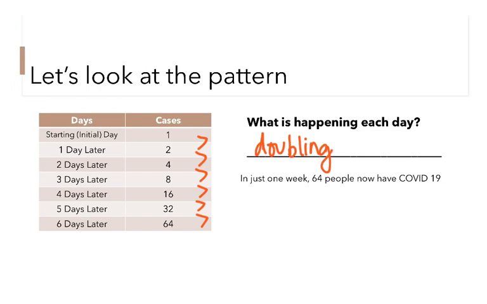So if we continued this pattern, 64 would double to be 128 cases. Then the next day it would double to be 256 cases. This number is getting bigger and bigger every day because it is doubling, which means that my cases are multiplying by 2. So in just 1 week, we went from having 1 person with COVID-19 to having 64 people with COVID-19.